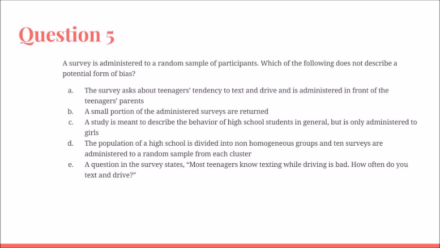Question 5. Listen carefully to the question and answer. A survey is administered to a random sample of participants. Which of the following does not describe a potential form of bias?